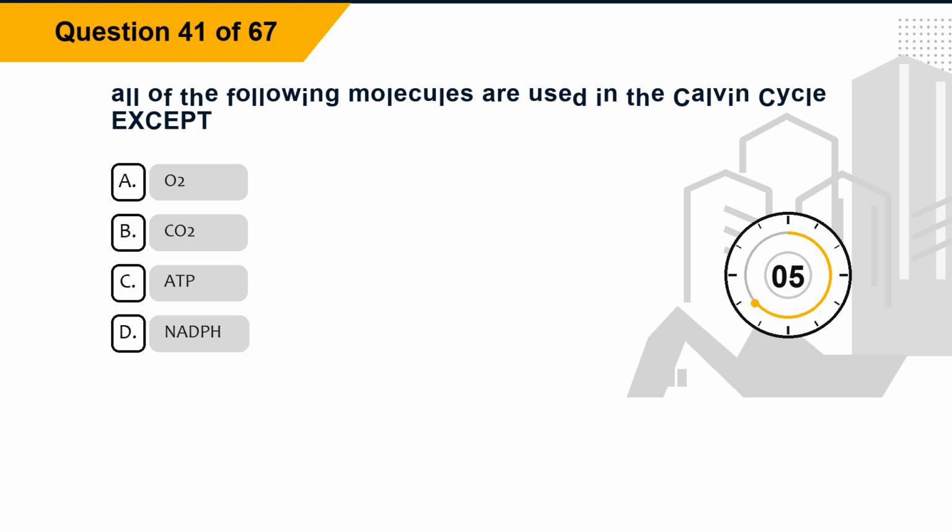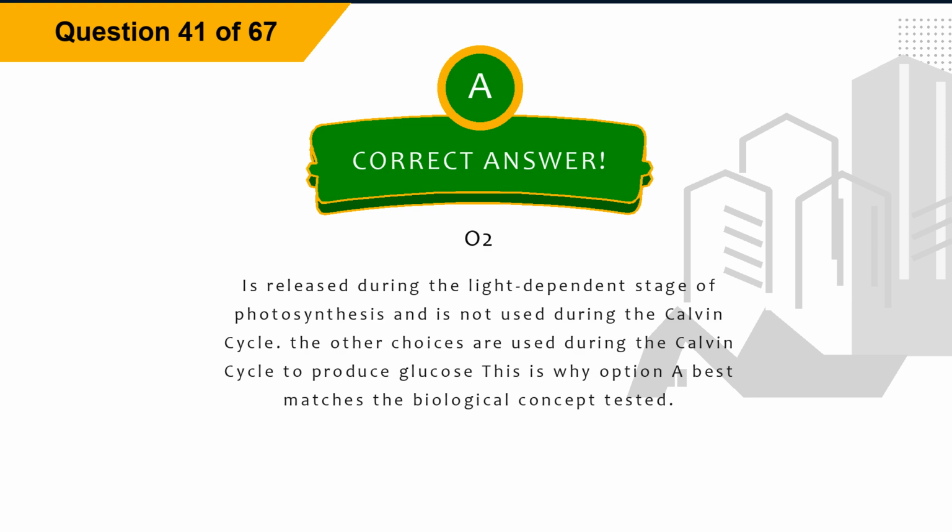Option B, CO2. Option C, ATP. Option D, NADP. The correct answer is option A, oxygen. Explanation: Oxygen is released during the light-dependent stage of photosynthesis and is not used during the Calvin cycle. The other choices are used during the Calvin cycle to produce glucose. This is why option A best matches the biological concept tested.